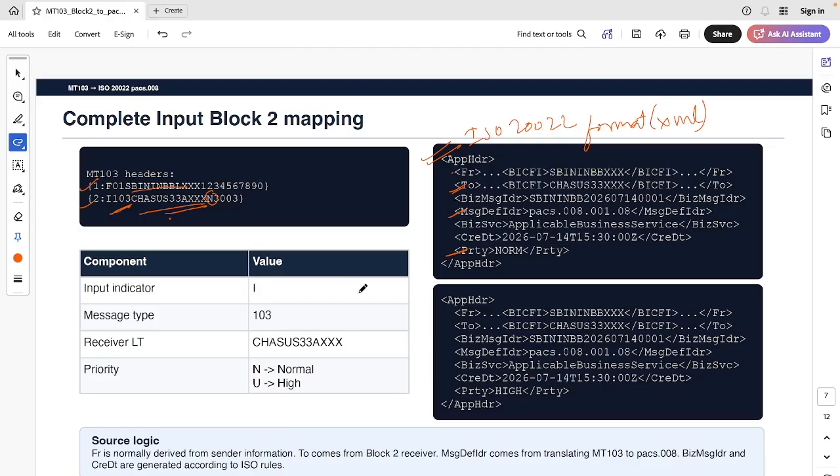And since delivery monitoring and obsolescence period are not mapped to the ISO 20022 format, we don't see them in this XML structure. I have just kept two different versions of the XML format. You can see this payment message is of normal delivery, and this is something which requires high delivery treatment.